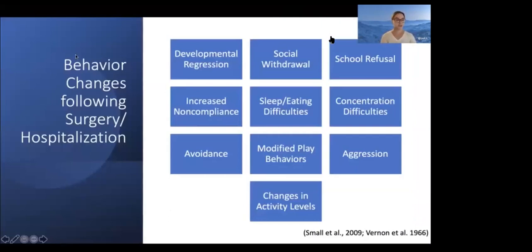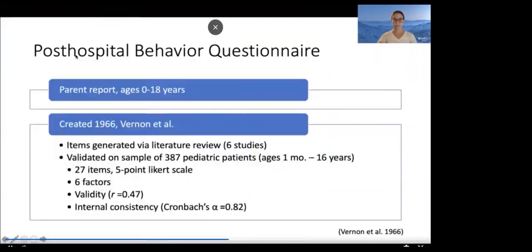It has long been observed that children may exhibit a range of behavioral changes after undergoing surgery or hospital stay. And these behaviors can include regressions related to bedwetting, thumb sucking, sleep or eating challenges, activity or place avoidance, aggression, as well as changes in play, school engagement, or social behaviors.